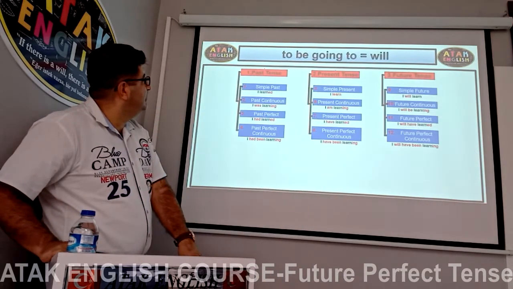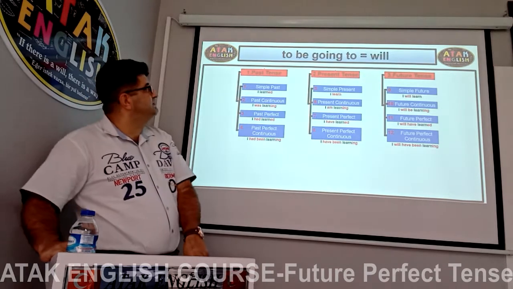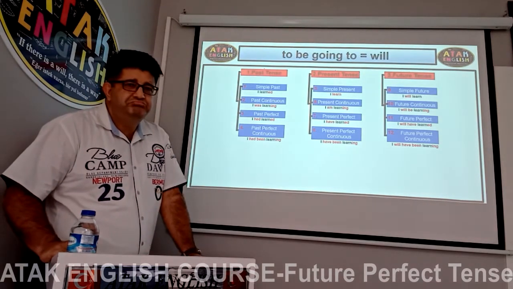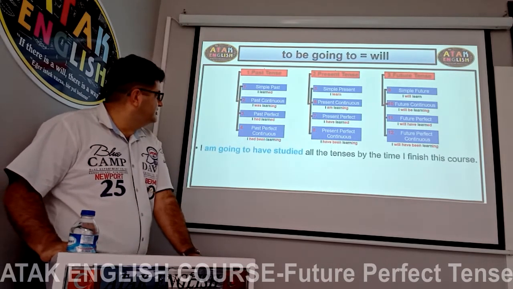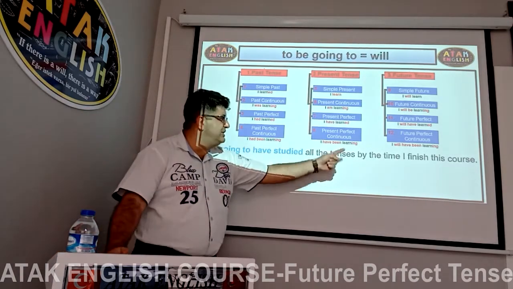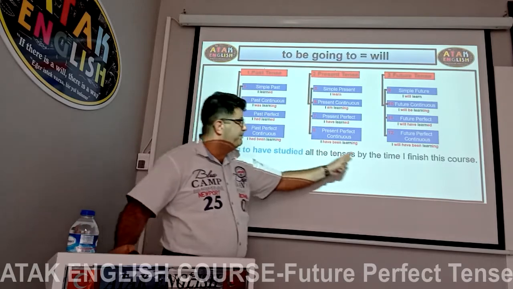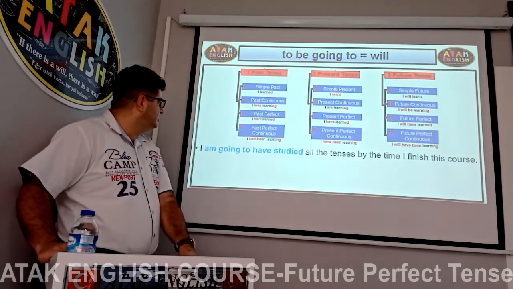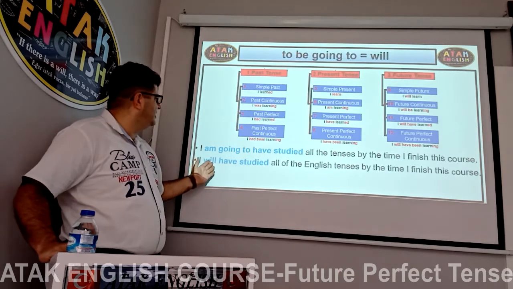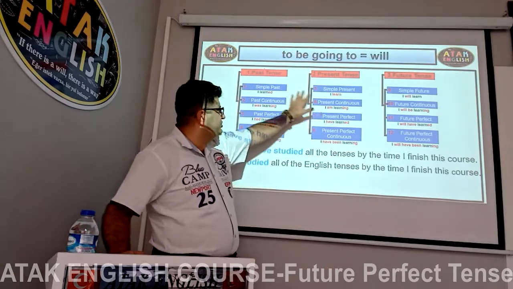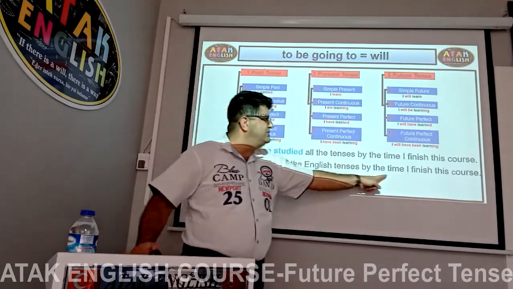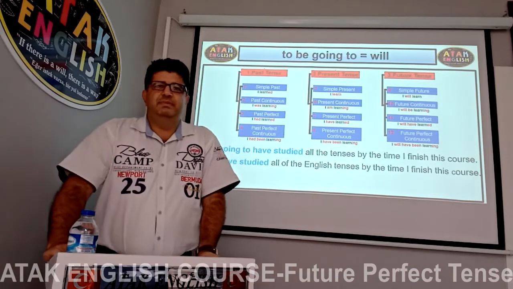Okay, here comes the difference between to be going to, and will. Not exactly. These two, you can use one instead of the other. There's no difference between them. You can say, I am going to have studied all these tenses by the time I finish this course. Or instead of to be going to, you can say, I will have studied all of the English tenses by the time I finish this course. Doesn't make much difference.